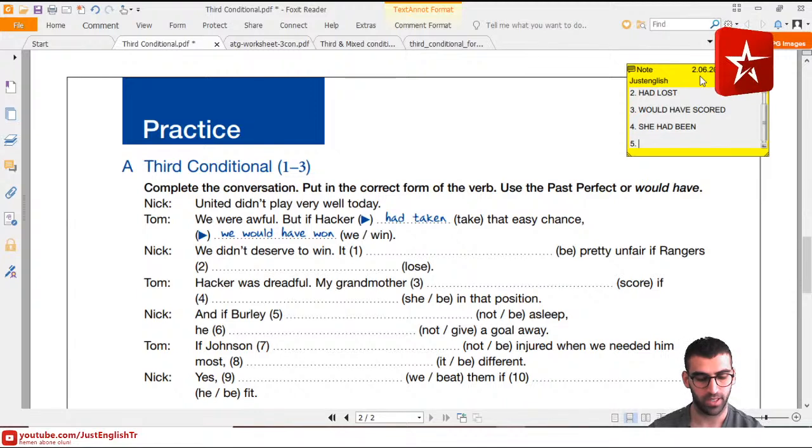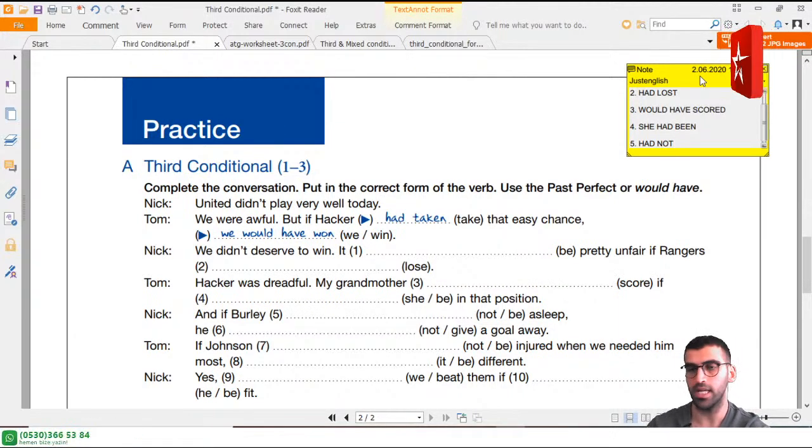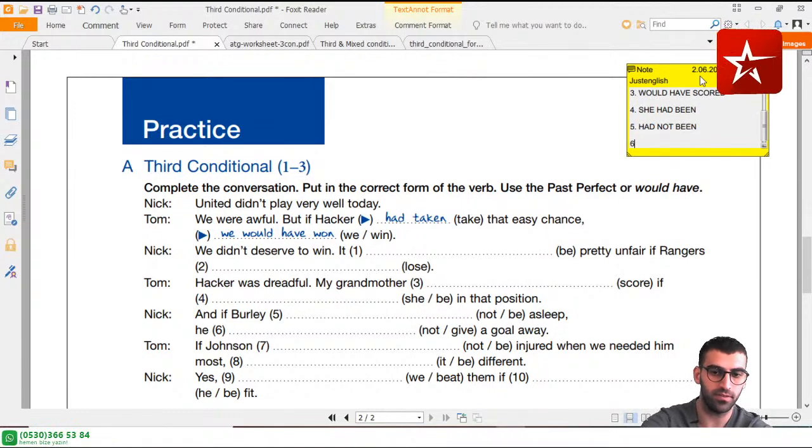All right. So I'm waiting for your answers for number 5 and number 6. If Burley, this is the if side and negative. It means we have to use not after had, like the negative form of past perfect. If Burley hadn't been asleep, he, okay, that is also the negative form. We have to write number 6 in the negative.